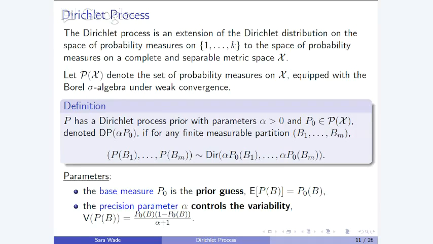It has two parameters, as I said before: the base measure, which is the prior guess, and the precision parameter. So we still have the variance of the probability measure of any set given by this here. So we see that alpha, again, controls the variability. As alpha goes to infinity, we converge to our prior guess. The Dirichlet process prior converges to a point mass at our prior guess.